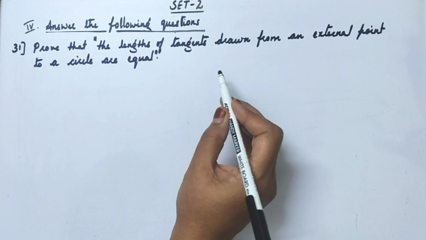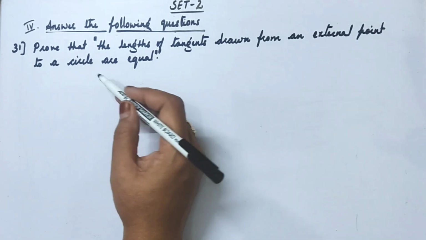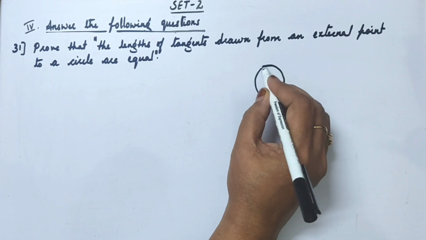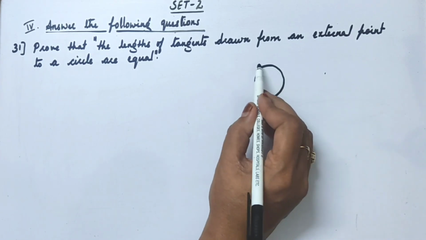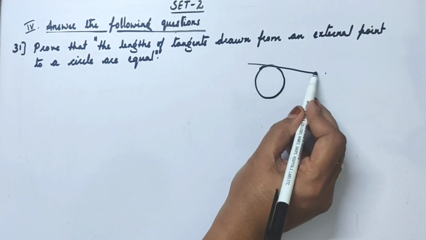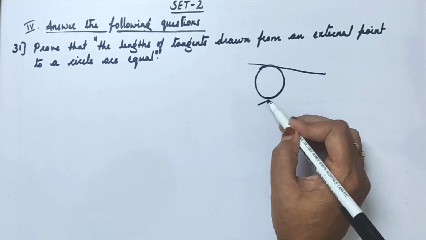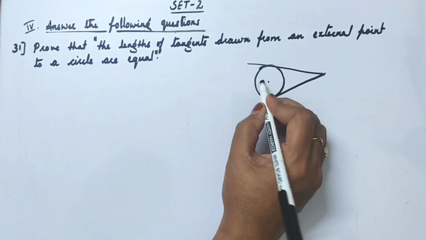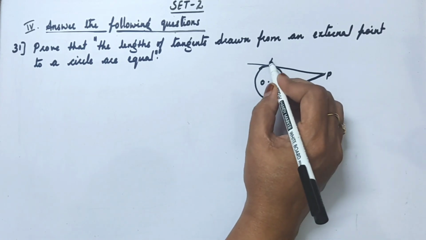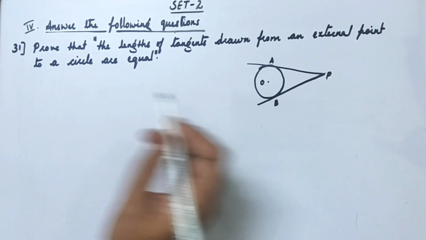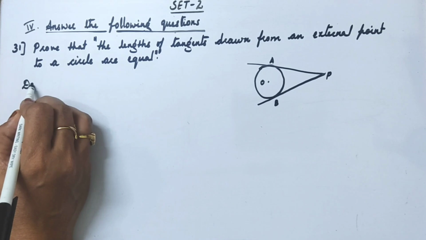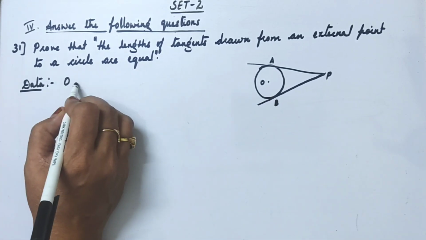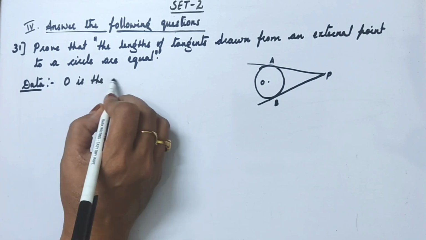Prove that the lengths of the tangents drawn from an external point to a circle are equal. So this is a circle. This is the external point. We have to prove that the tangents drawn from the external point are equal. This is O, the center of a circle. This is P, A, B. Let me write here the data: O is the center of the circle.